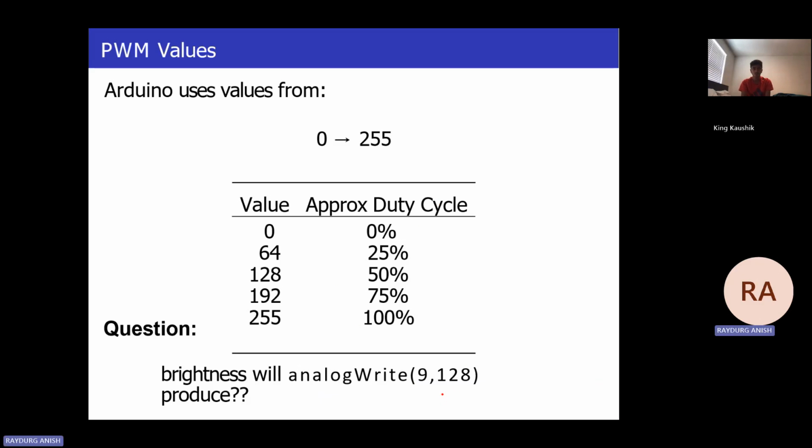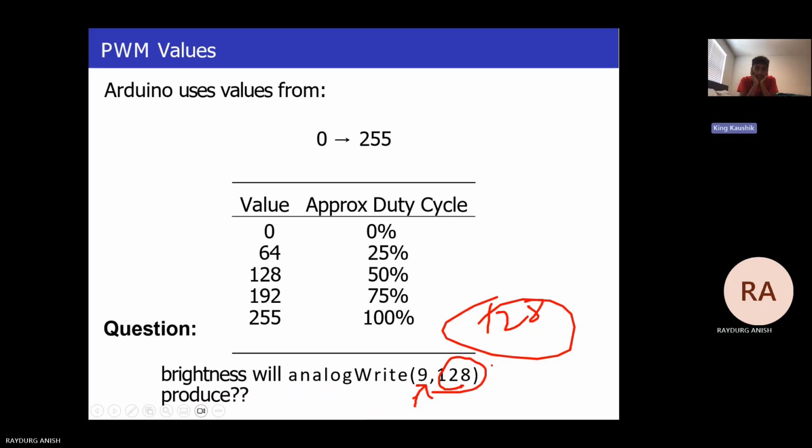So can you tell me, if I write analog write 9, so it is... Hello? Hello? Hello? Are you there? Sorry, am I audible now? Now you're audible. Is my screen visible? Yes.